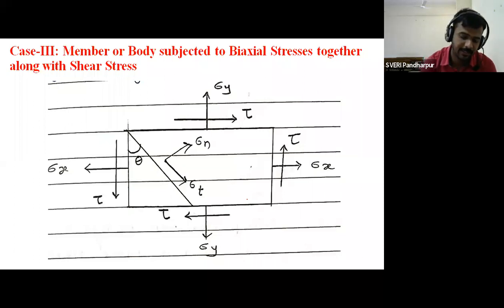Means in this case number 3, whatever the normal stress and tangential stress we are going to calculate on the inclined plane, during that calculation we have to consider the effect of sigma x, sigma y, and the shear stress also. That is tau.